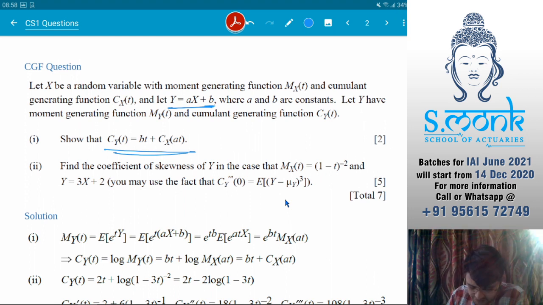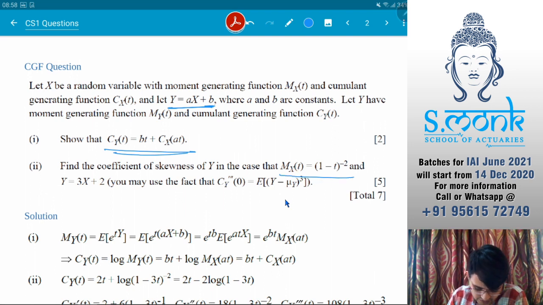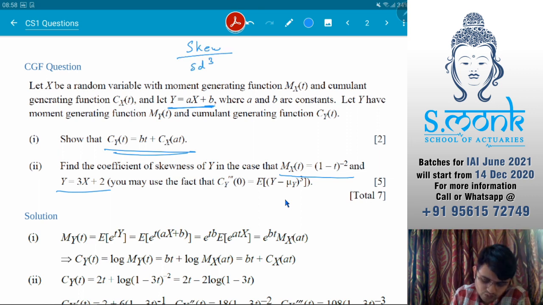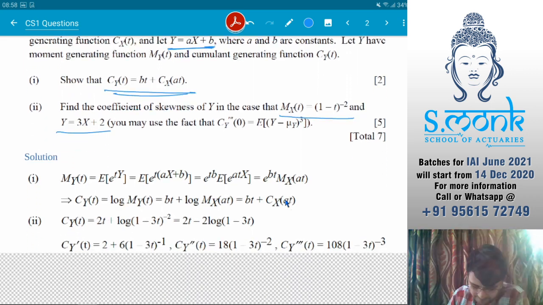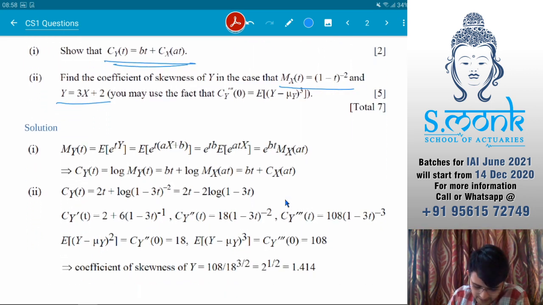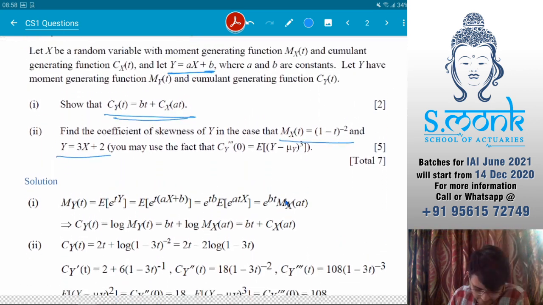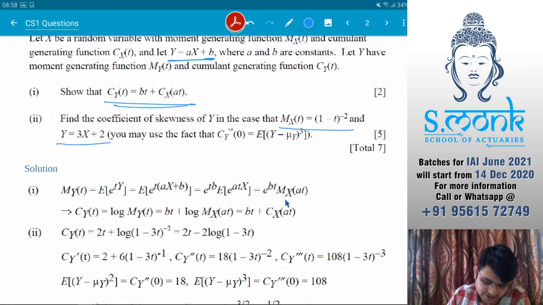Find the coefficient of skewness of y in the case of MX(t) being this, and y being this. First of all, coefficient of skewness is going to be skewness upon standard deviation cube. This is how we find coefficient of skewness. You should remember this formula. And for skewness, we will use our CY(t).